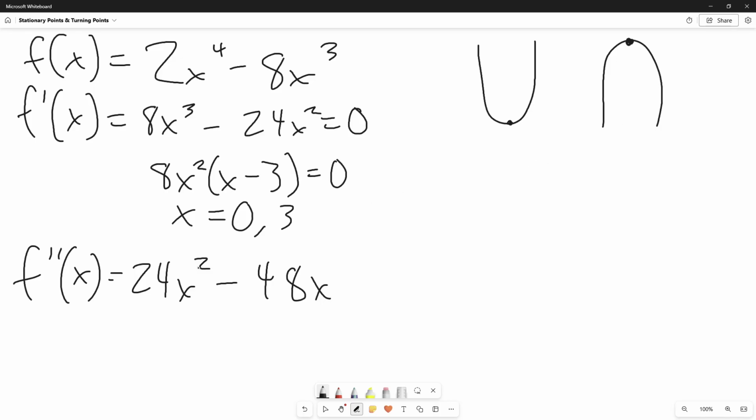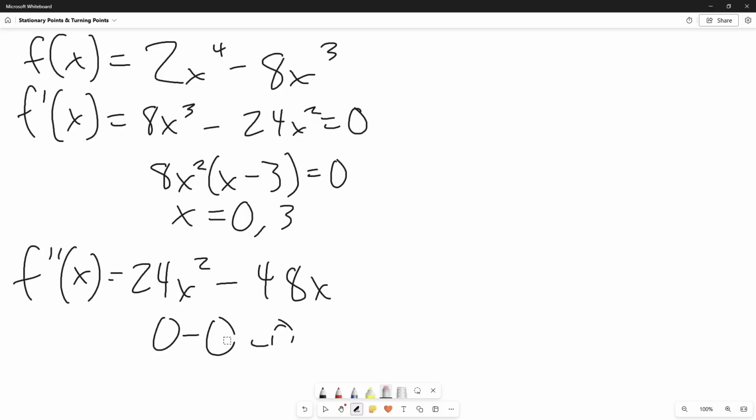So basically, if f double prime of x is positive, it's going to be a minimum turning point, and if it's negative, it's going to be a maximum turning point. So let's try this with the two x values that we found. For 0, we just have 0 minus 0, which is 0. And if you get 0, then you have to use the other method, which I'll explain in a bit. And you can't use the second derivative test.